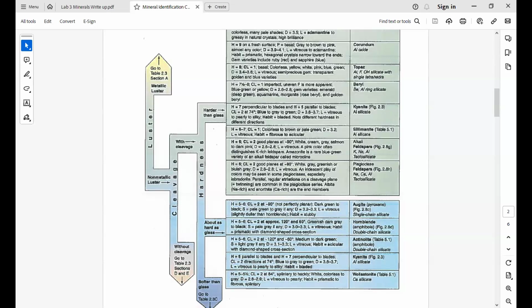White to gray, greenish or bluish gray. That doesn't work because it doesn't say anything about pink there. So let's go up to the next one. Hardness of 6, cleavage good, 2 planes at 90, white, cream, gray, salmon to dark pink, luster's vitreous, which means glassy. A pink color often distinguishes K-rich feldspars, which is potassium-rich feldspars. Okay, there we go. So over here on our chart for our mineral name, we're going to put down alkali feldspar.